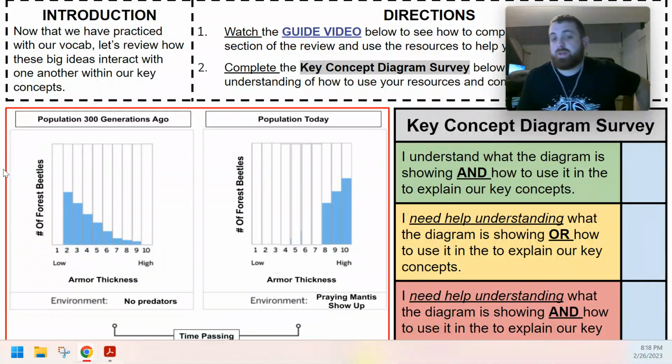Hey everybody, Mr. Regan here, and today we're going to be looking at how we're going to go about using our diagram here to not only help us complete the key concepts, but then to use key concepts to describe what we see in the diagram.